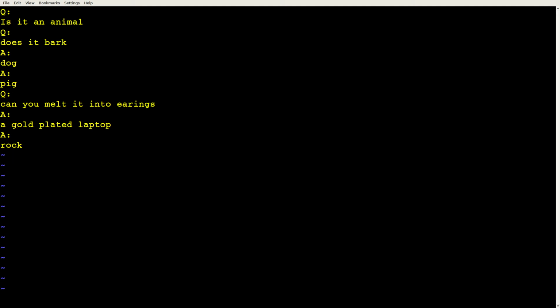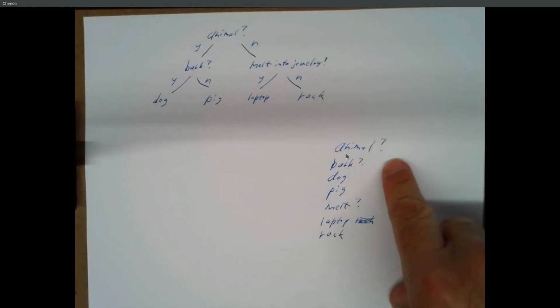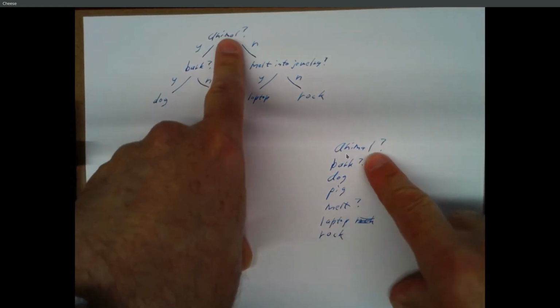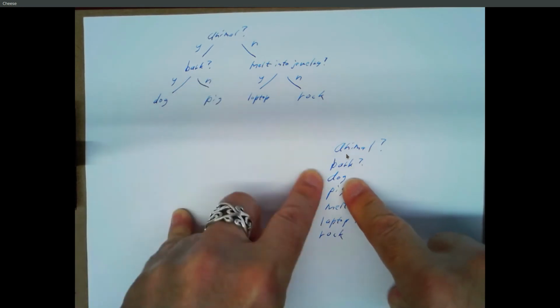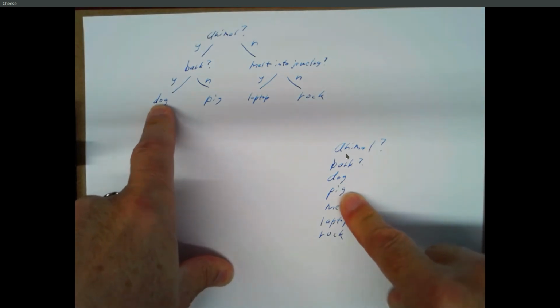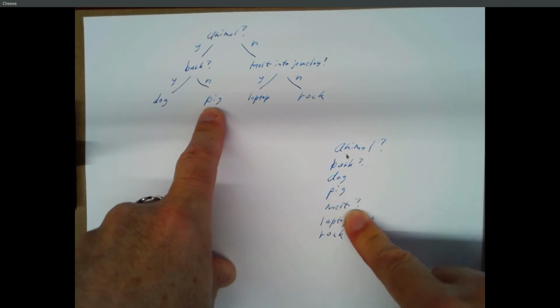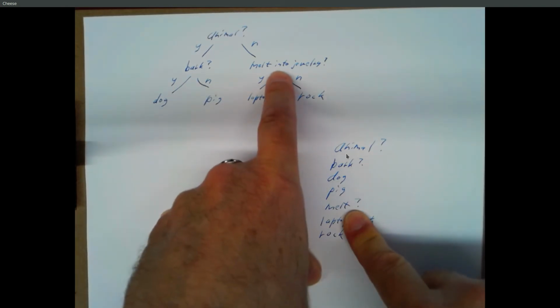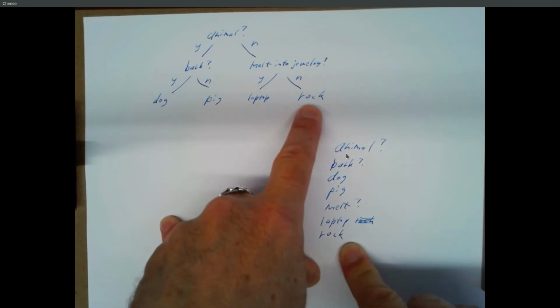This is all going to be recursive. So here's what the file had. Is it an animal? That's the root node of the tree. Does it bark? That's the root node of the left subtree. Dog, that's the root node of that left subtree, which is an empty tree. And then pig, which is the root node of the right subtree of bark. And then can you melt it, which is the root of the right subtree of the root. And then laptop on the left and rock on the right.